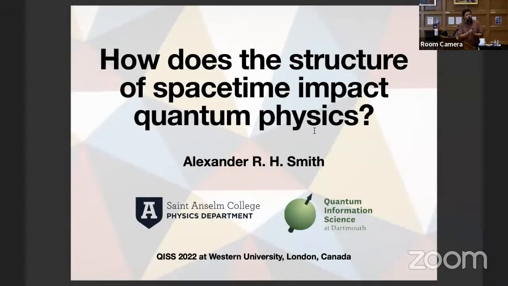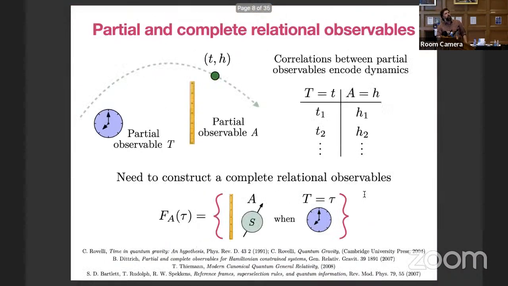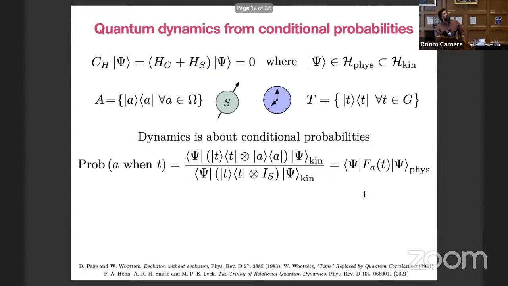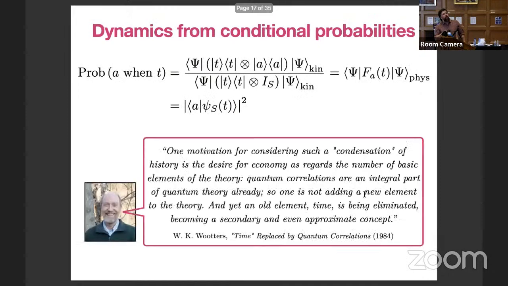So why might you want to do this? I think Bill Wootters gives a very nice reason in one of his early papers. He says, "One motivation for considering such a condensation of history is the desire for economy as regards the number of basic elements of the theory. Quantum correlations are an integral part of quantum theory already, so one is not adding a new element to the theory, and yet an old element, time, is being eliminated, becoming a secondary and even approximate concept."